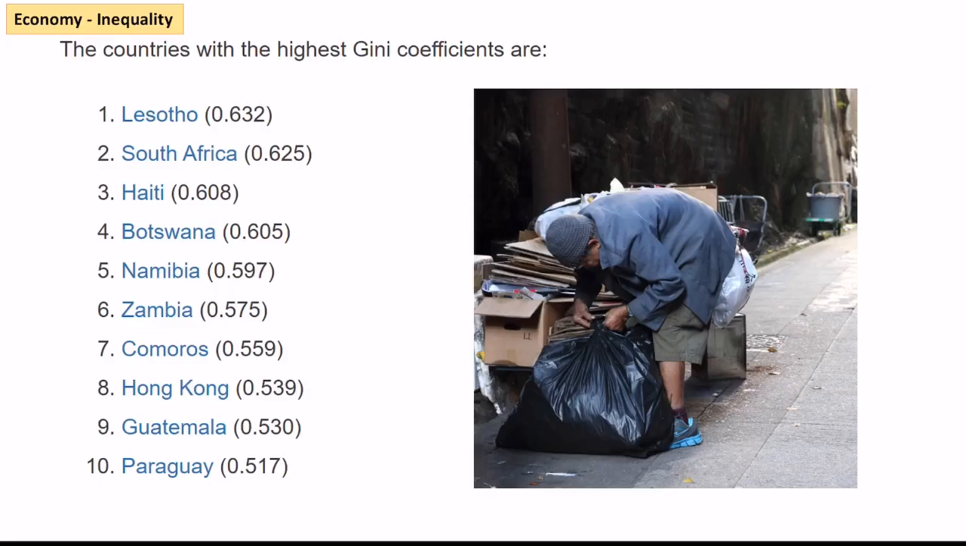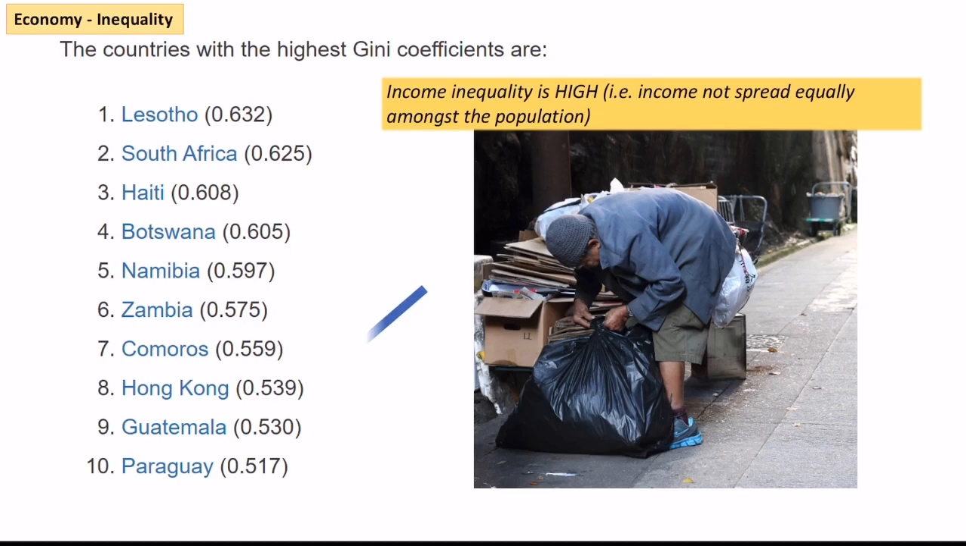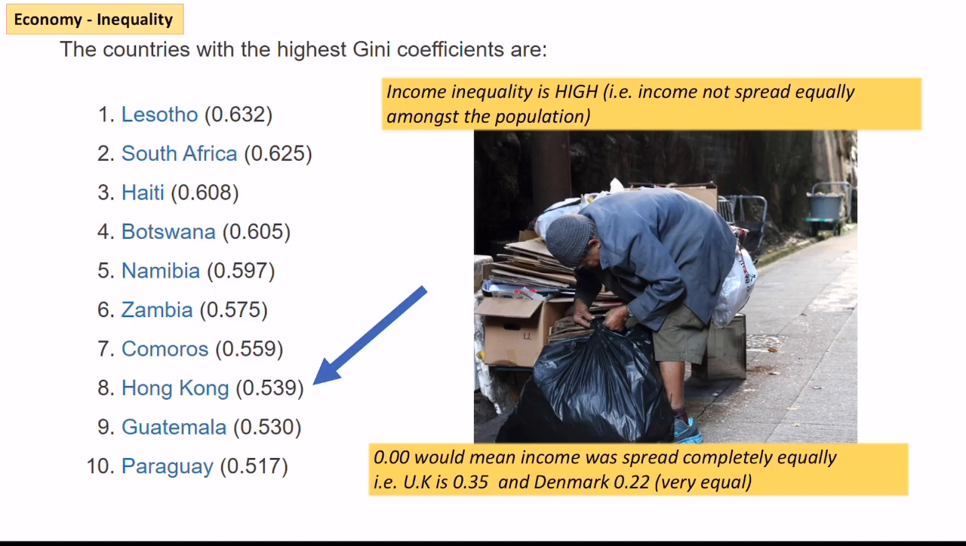We can see that in the evidence by looking at the Gini coefficient. That looks at how income is distributed across a population. The score here is 0.53 for Hong Kong. That puts it in the top 10 most unequal places in the world. Just to give a bit of context, if the score was 0.0, that would mean the income in Hong Kong was completely equal, and the UK is 0.35, so it's better than Hong Kong.